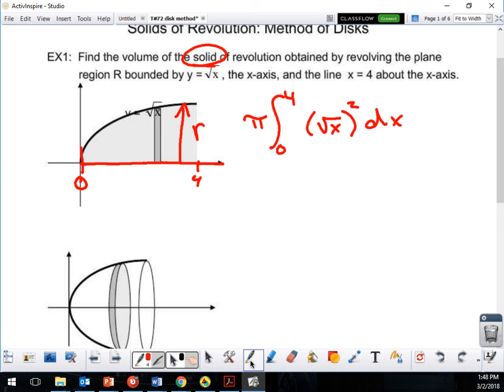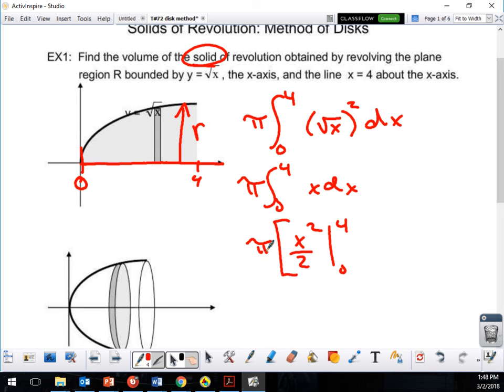All right, let's take a look at this. Now, if I'm doing my math, I would square that first. So it's going to be what? So it's going to be pi integral from 0 to 4 of x dx. So I get x squared over 2 from 0 to 4, and don't forget the pi. 4 squared, 16 divided by 2 is 8. So it's going to be pi times 8 minus 0. So my answer is just going to be 8 pi.